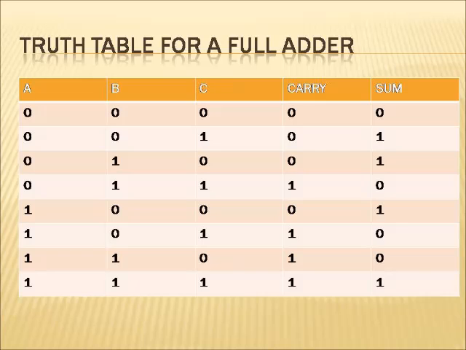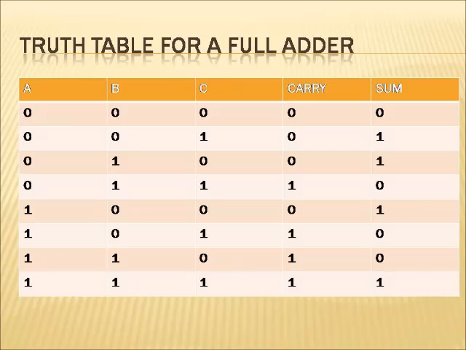Then the next one is A is 1, B is 0 and C is 0. When A is 1, B is 0 and C is 0, we get carry as 0, sum is equal to 1. Next one, A is 1, B is 0 and C is 1. So A plus B means 1 plus 0 plus C, that is 1 plus 0 equal to 1, plus 1, which produces 10. So we represent 0 in the sum, 1 in the carry.